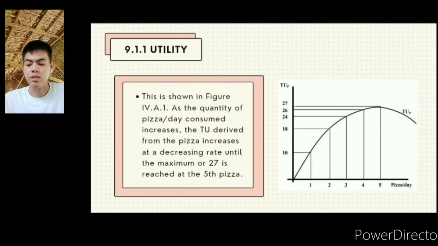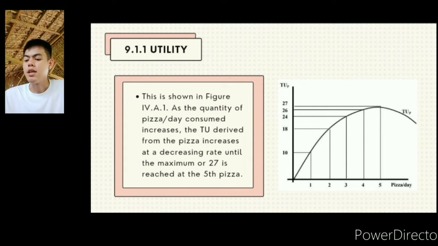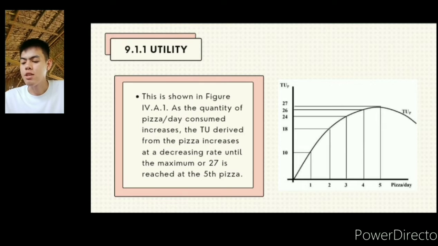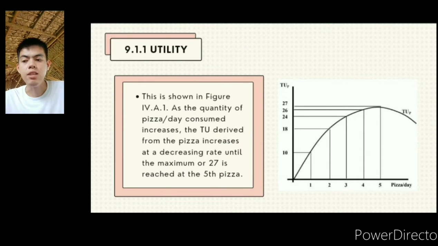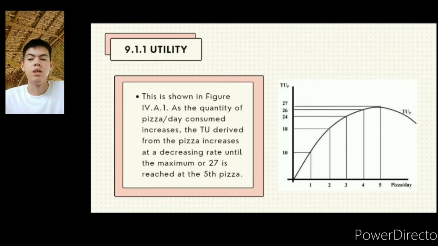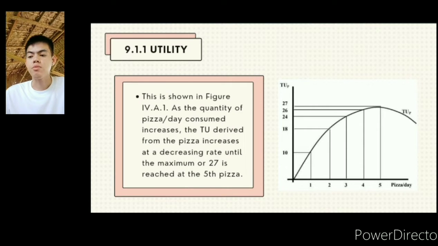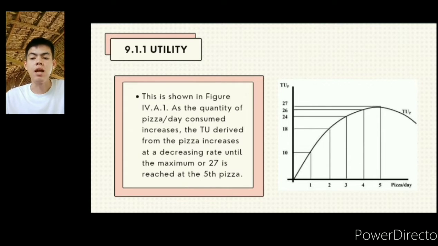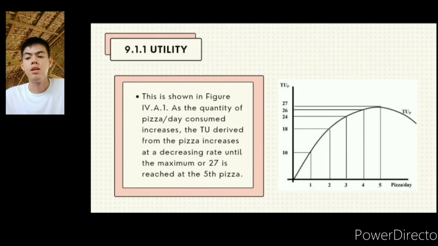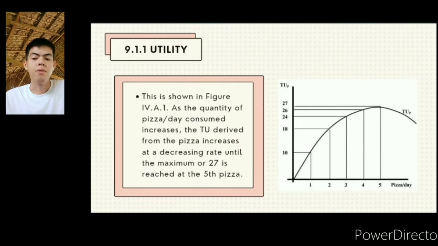at the fifth pizza. As we see in the figure, 10 units of utility are obtained by consuming 1 pizza per day. The consumption of 2 pizzas per day results in a total of 18 units. Then, the maximum satisfaction that can be derived from the consumption of pizza is 27, the maximum satisfaction in the total utility of pizza. This occurs at the fifth pizza.